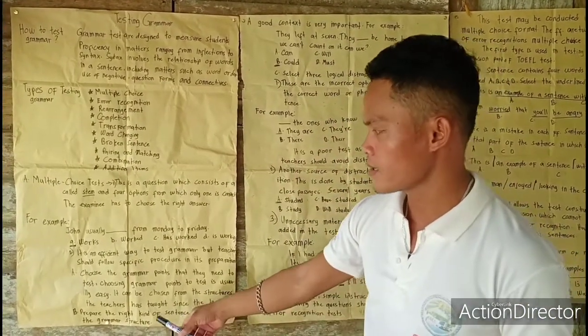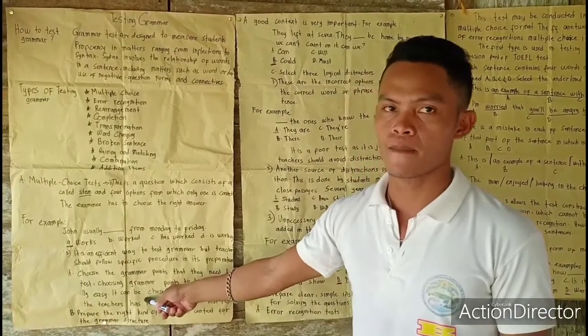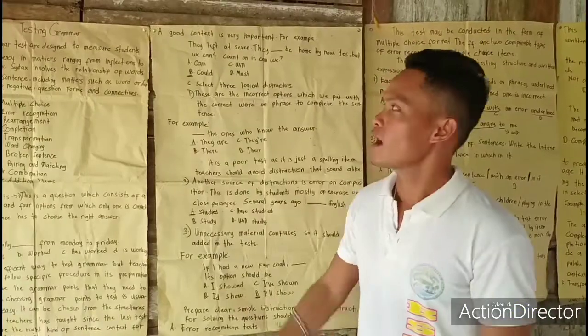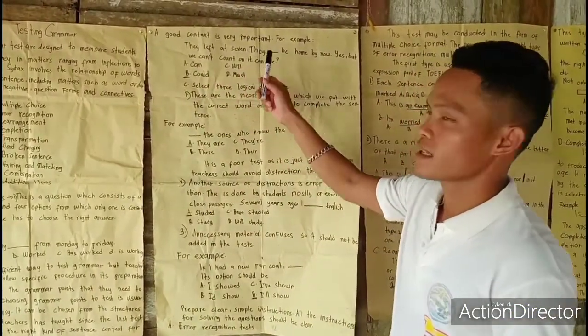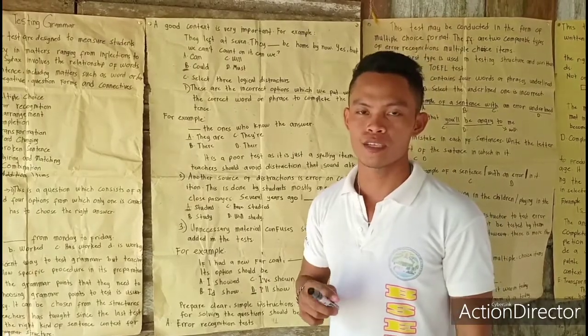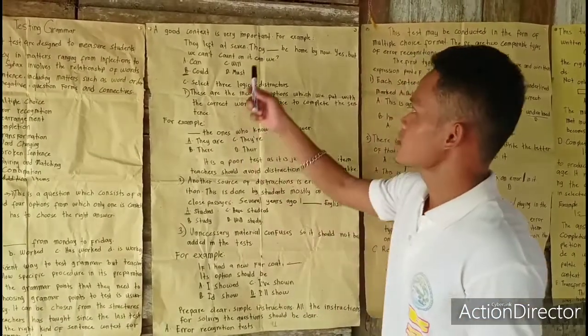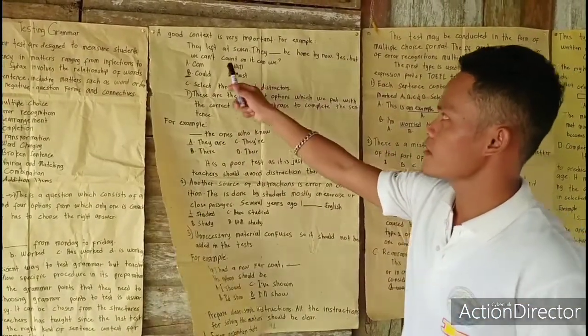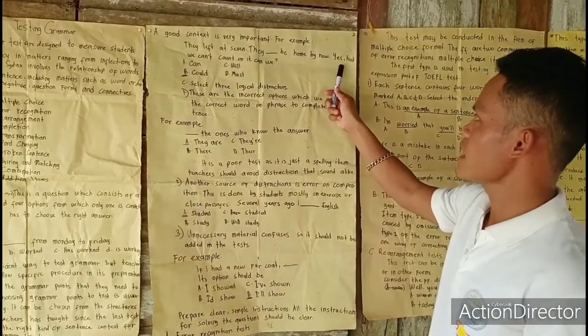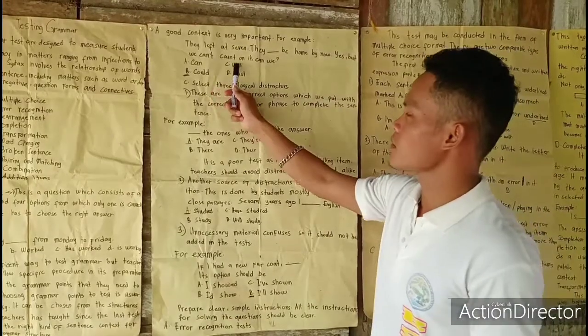So those are the explanations about the multiple choice test. A good context is very important. Yes, probably good context is very important to teach language. So, for example, they left at 7. They blank be home by now. Yes, but we can't count on it.